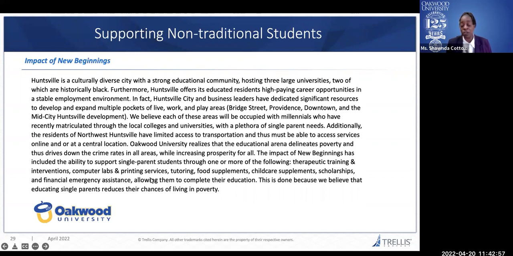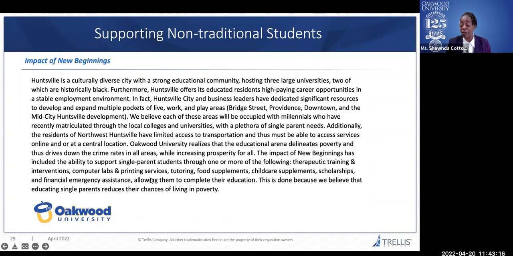So we wanted to make ours, what makes Oakwood different? What makes it more competitive? Our new beginnings and our leap makes us more competitive. So when you're thinking about how to increase your enrollment, what makes you stand out? You need to make programs that no one else has.